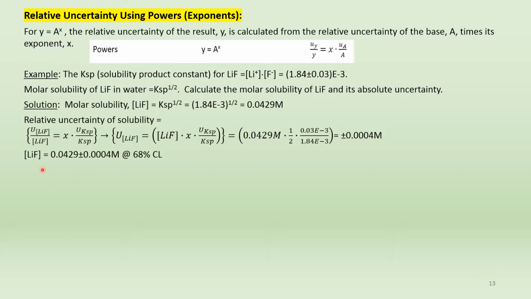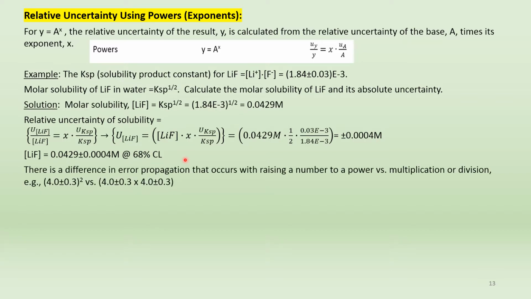And so we would report the molar concentration or solubility as 0.0429 plus or minus 0.004 molar at the 68% confidence level. Now notice again the consistency. I have only 1 sig fig in my uncertainty, and it's in the 4th decimal place, so I report my molarity to the 4th decimal place. And that's it. Now I want you to note that there is a difference in the error propagation that occurs when you raise a number to a power versus multiplication or division. And you may have noticed that because they have different formulas.